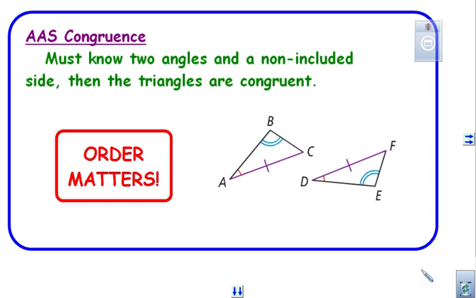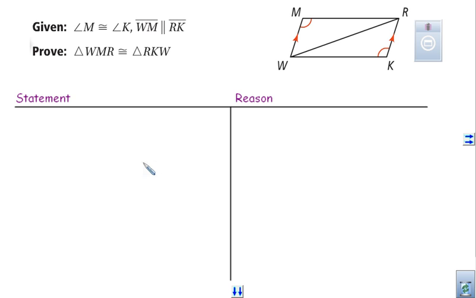Here is our fourth postulate, AAS congruence theorem. Actually, it's a theorem. You must know two angles and a non-included side. Then the triangles are congruent. So notice how we just go angle, angle, so we go angle, skip a side, angle, then a side. So let's try a proof. Let's get our given information written down.